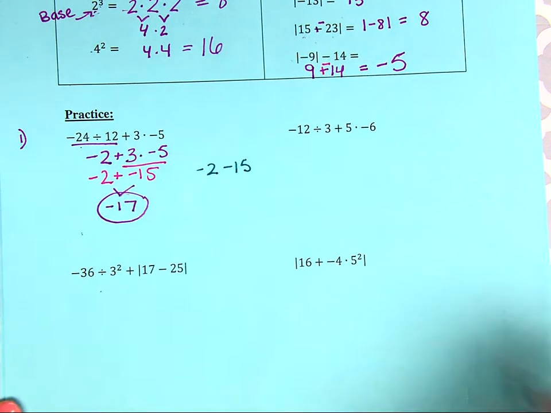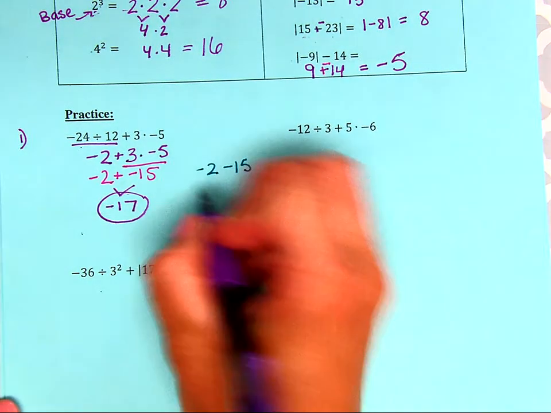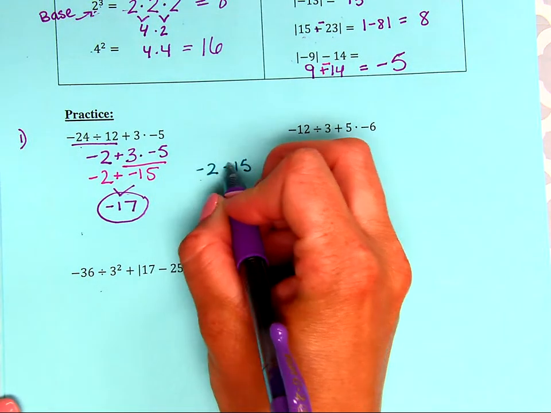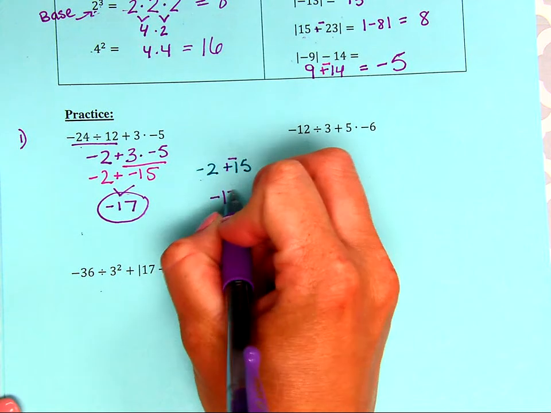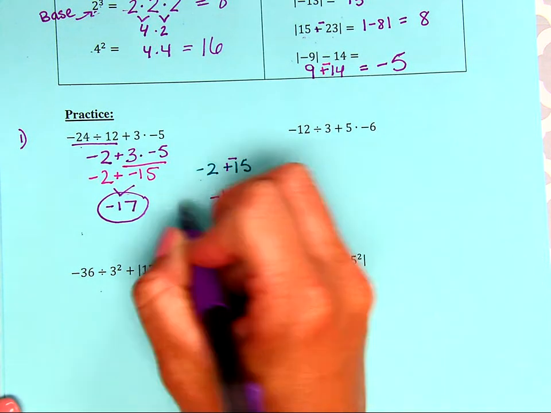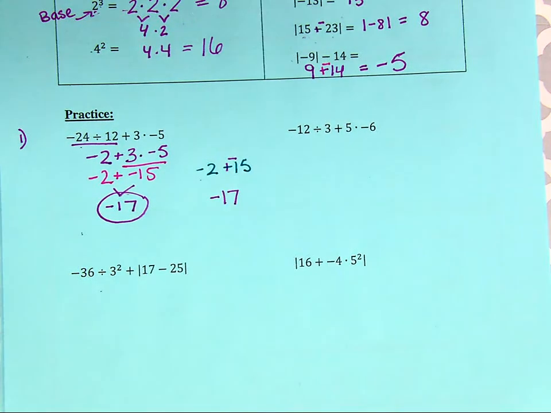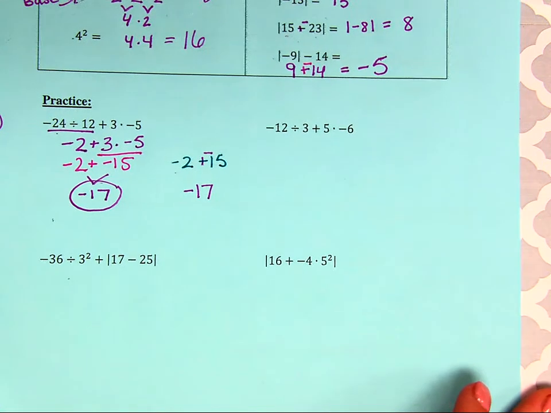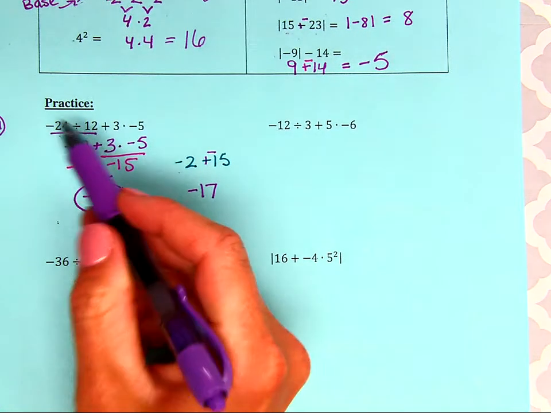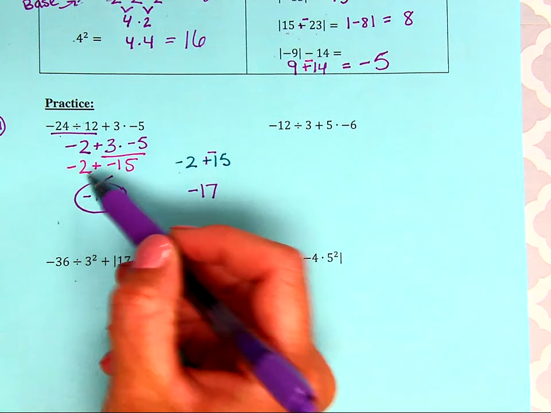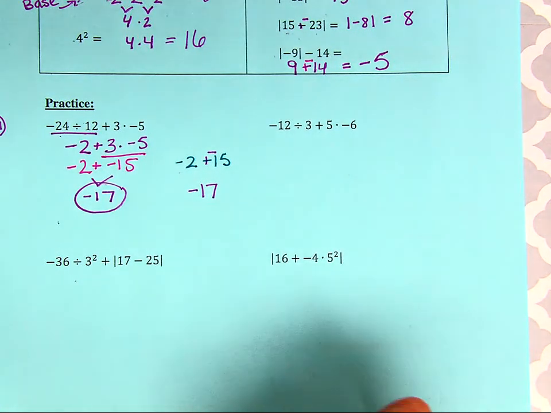I want you guys to circle your answers. We would get the same thing here because we would keep change, and then we'd get negative 17. So it's kind of just preference how you like to write this step. When you do the next one, I want you to underline and rewrite the problem every time. I'll be checking for that in your notes.